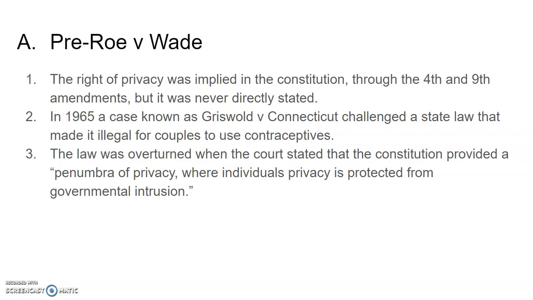The law was overturned by the court, because the court said that even though the Constitution doesn't directly state there's a right to privacy, it provided what they call a penumbra of privacy, which basically means an umbrella of privacy, where an individual's privacy is protected from government intrusion. They said there's this big umbrella of privacy expressed in different parts of the Constitution. Even though it doesn't directly say it, we have this right of privacy, and that includes couples' rights to use contraceptives if they wanted to.